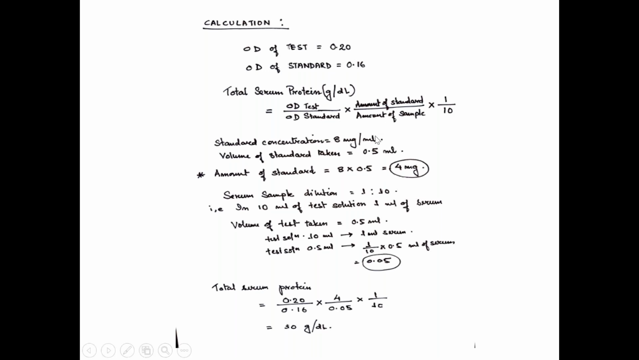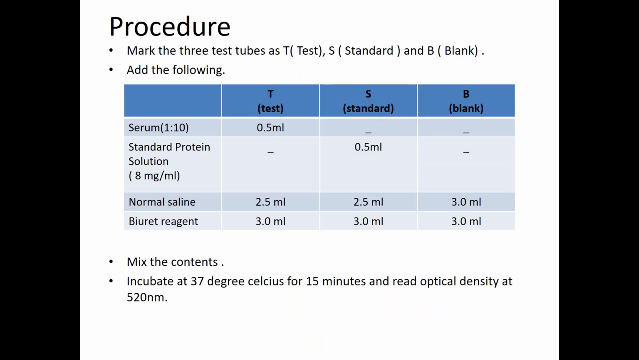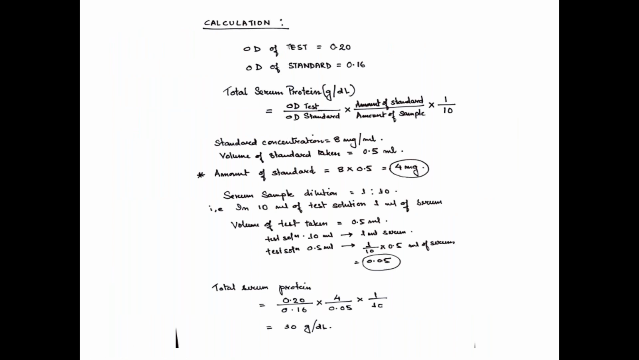Now even though we took 0.5 ml of the standard, the amount of the standard is not 0.5. Please be careful. Amount of the standard is not 0.5. 0.5 is the volume of the standard taken. But we want the concentration, meaning the amount of the protein which is present in 0.5. So most of the students are confused and they write 0.5 in amount of the standard. Please don't make this mistake. Here amount of the standard is 4 mg.